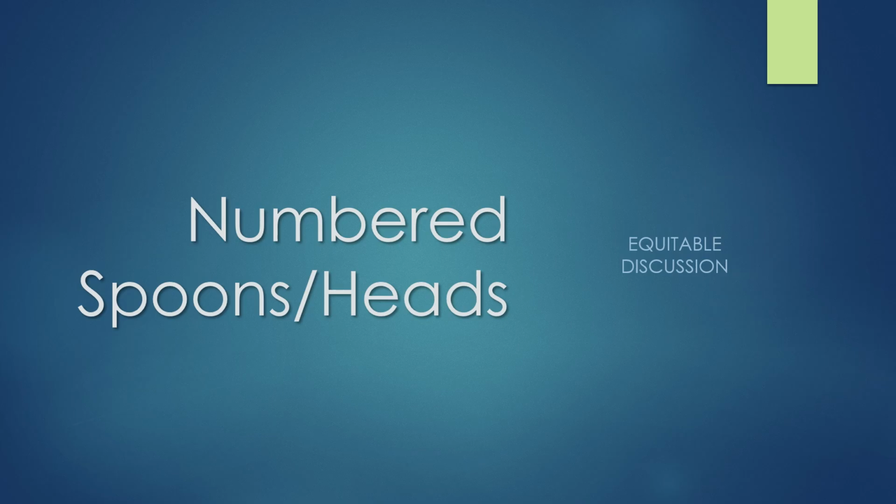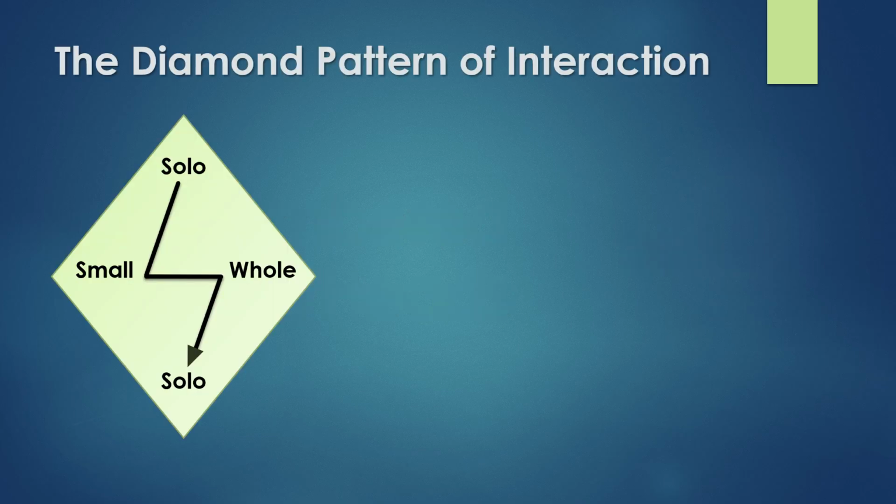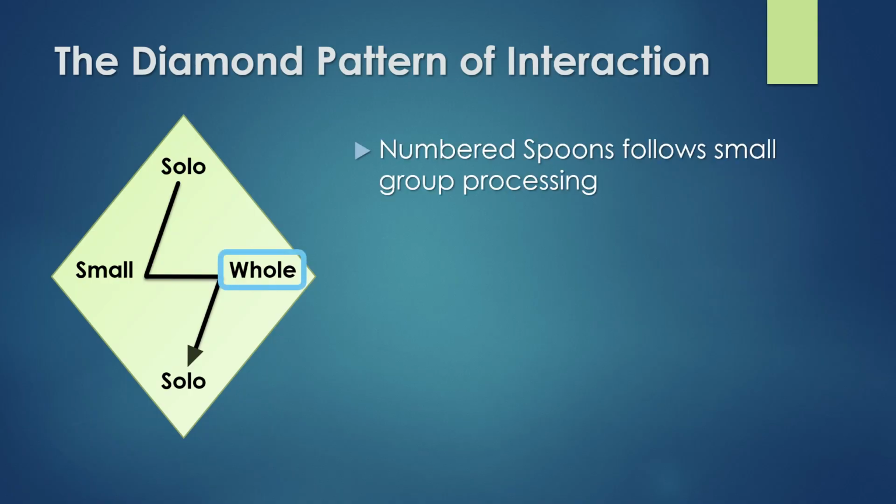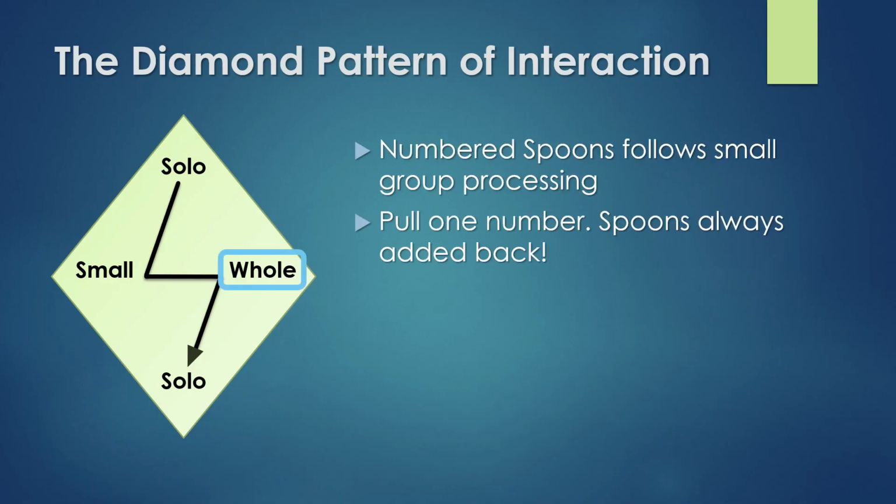Following heads together, you may use numbered spoons or numbered heads to hold an equitable whole class discussion. Recalling the diamond pattern of interaction, after you've given a prompt and provided solo think time, and then small group processing through a heads together, to share whole group, you can use numbered spoons. Students are numbered 1 to 4 in each group, or the number you have in each group. Pull one number and hear from that person in each group. That student can share their idea, a teammate's idea, or summarize the conversation as a whole. Replace the spoon and carry on.